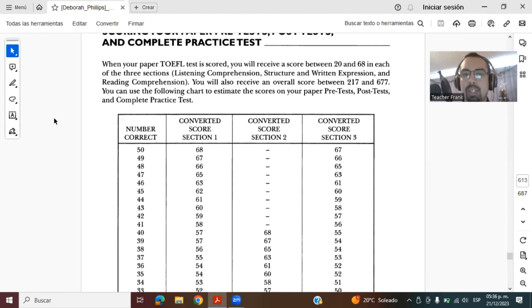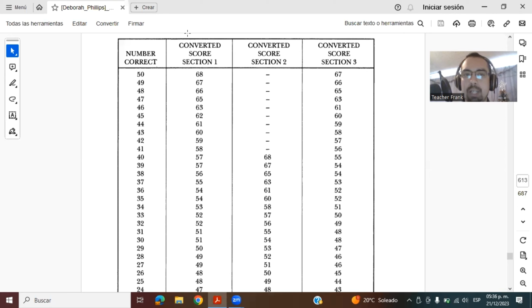I'm going to show you this chart. And in this one, for example, you can see over here that we have the number of questions for each part, right? For the listening or section 1, we have 68. That's the number. For the section 2, we don't have a number because there are actually 40. So we're going to go right over here to section 3 because the reading has 50, right? And for the structure part, we have 40 possible answers correct. So we have 68 here.